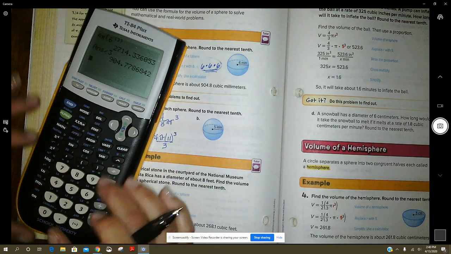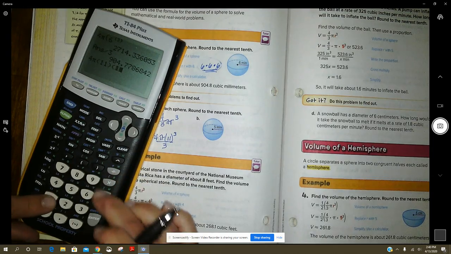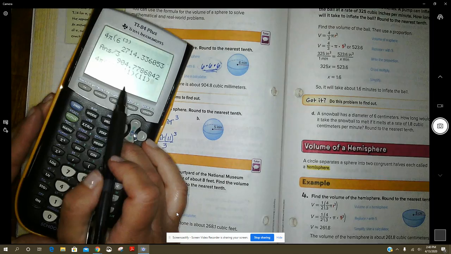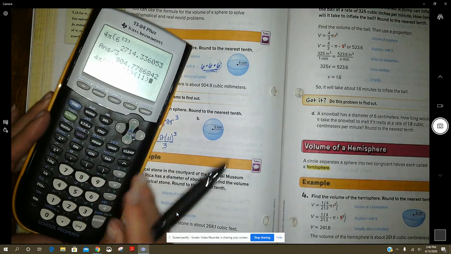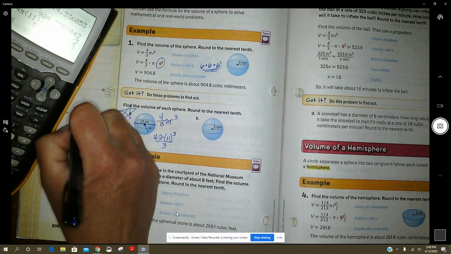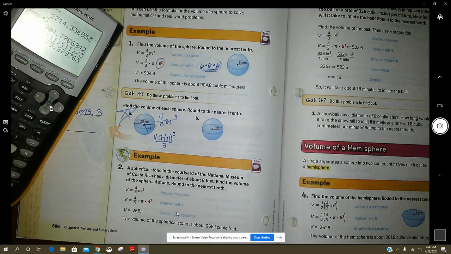So 4 pi, 4 times pi times 11. And you know what? I'm going to type this all out so that you can see it. So it is 11 cubed, 11 times 11 times 11, and then divide that by 3. So 5575.3, rounding to the nearest tenth.